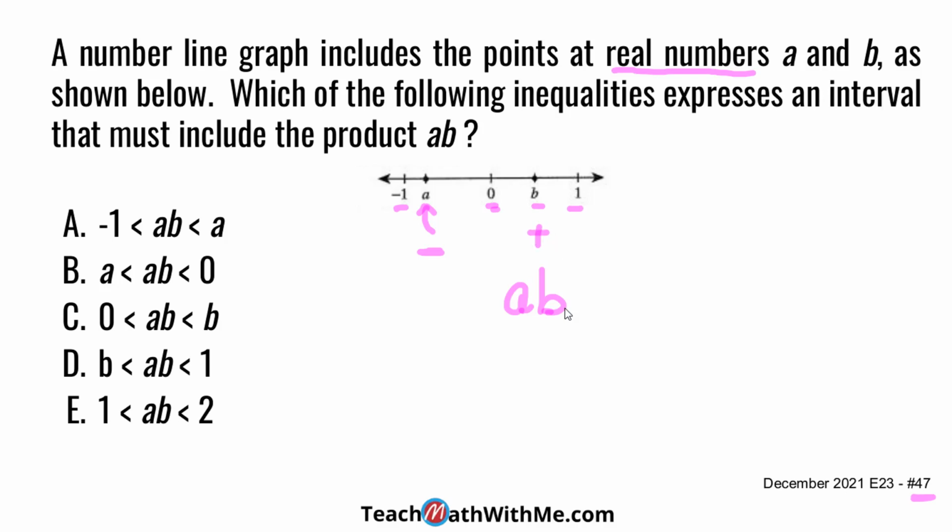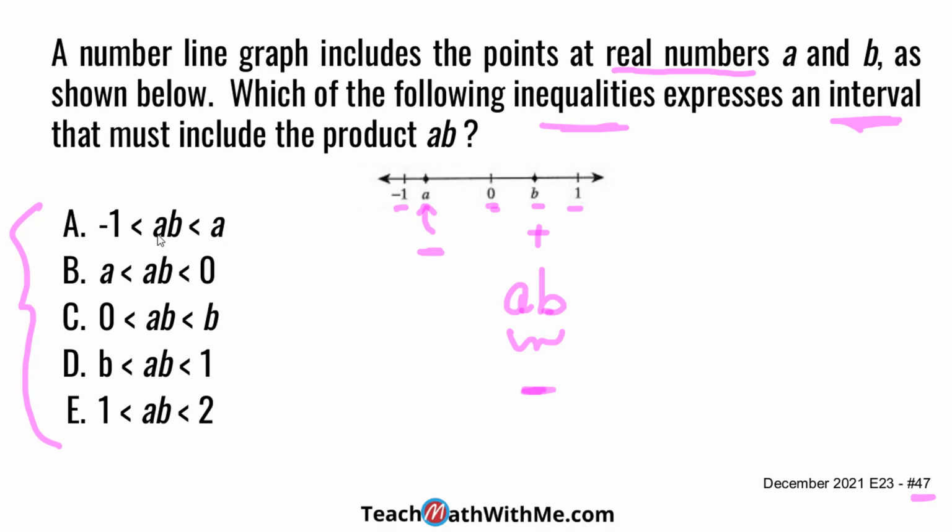The first thing that I always look at, especially when I'm doing products, is the signs, because when we're multiplying numbers with different signs, there's going to be an effect. A negative number times a positive number is going to be negative. That may play a role in looking at the inequality. We're looking for an interval where our number could fall. So looking at our different answer choices, we are looking only for negative numbers.